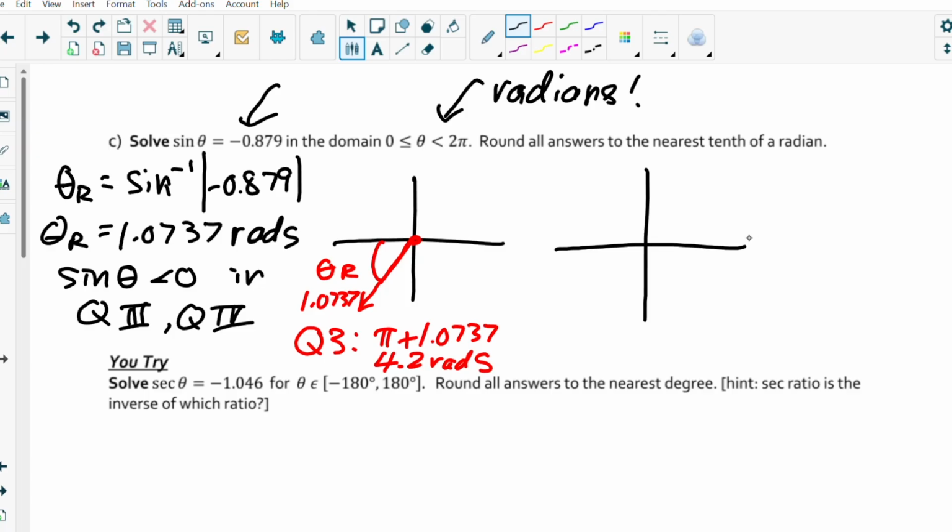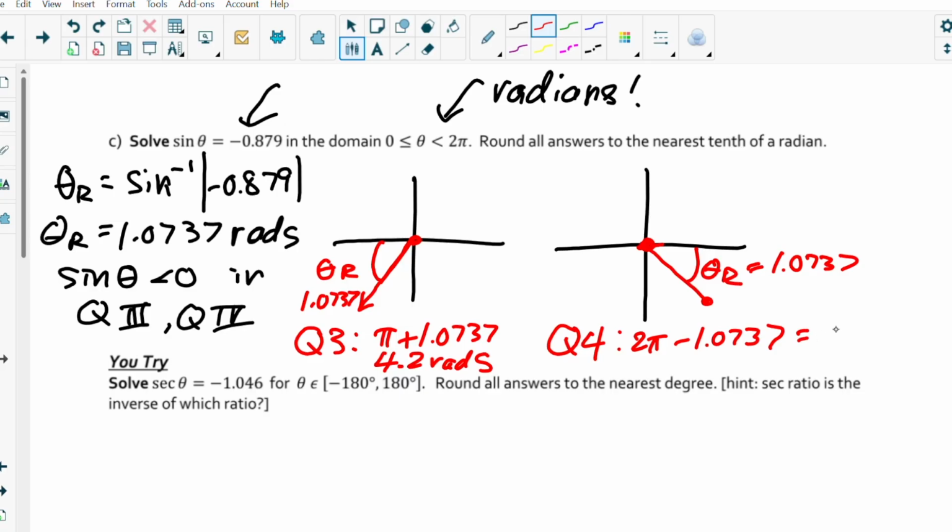Okay, another case, quadrant 4. In quadrant 4, 1.0737 radians, somewhere over here, this is theta r, 1.0737 radians. Well, in quadrant 4, I'm doing 2 pi minus 1.0737 radians, and I get 5.2 radians.